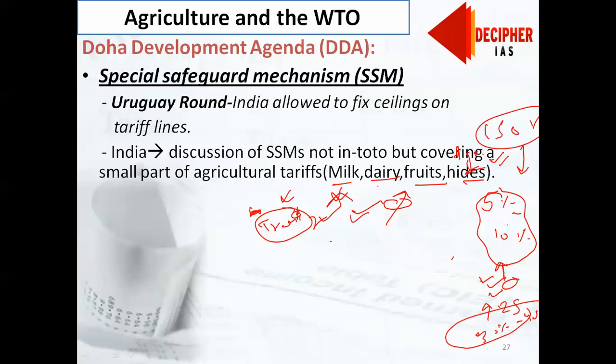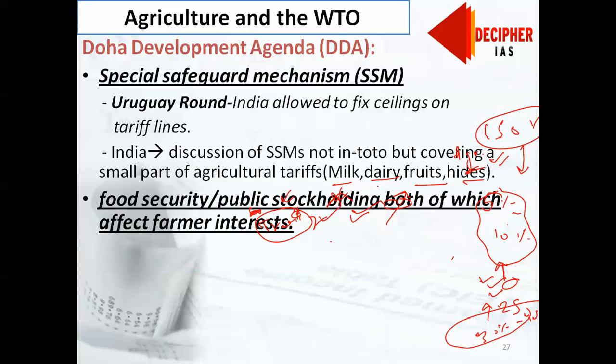Now, especially at the time of farm stress, India must have the freedom to provide support to its farmers, that is food security and public stockholding, both of which affect the farmer's interest. Food security should be given to the people, and also public stockholding, that is, FCI buys the agricultural production from the farmers. The open question is the appropriate level and form in which we should provide support.